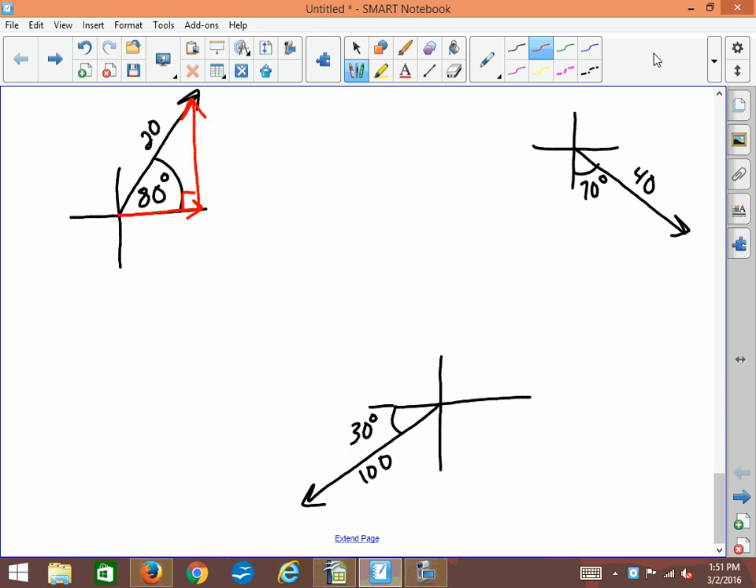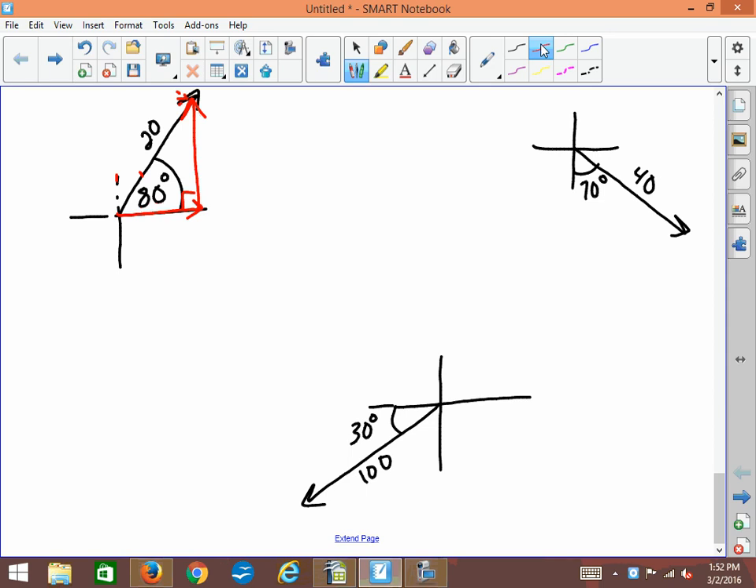Now notice that I could also have gone this way. And I would have got exactly the same arrows. But because I don't have the 80, I'd have to do the extra step of subtracting 90 and getting 10 degrees here. So that's extra work. So it makes more sense when you're doing this to just draw your vectors around the angle that you have, right?